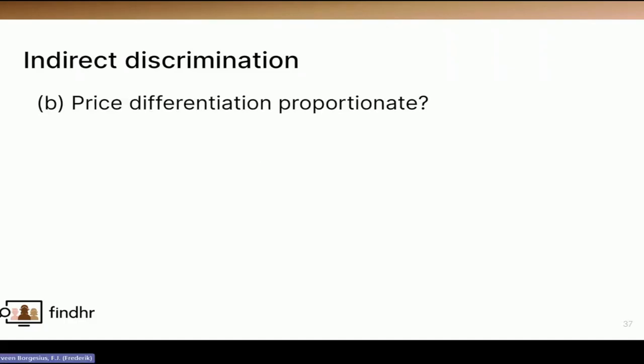Next question is, differentiating prices for more profit, is that a proportionate measure? So lawyers always say proportionate, normal people say reasonable. Is it a reasonable measure, a proportionate measure, to aim for more profit, even though you could have thought of the risk that it harms people with a certain skin color?